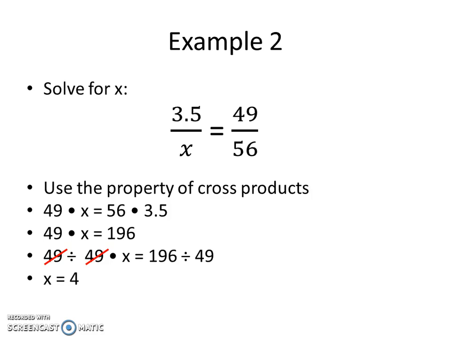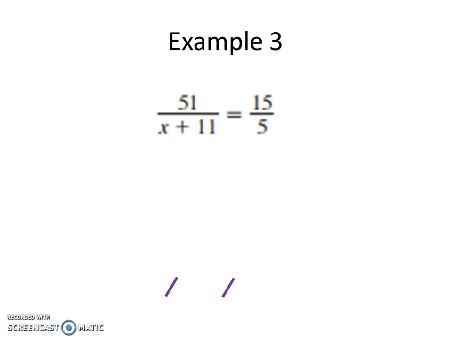When I do that division, I get x equals 4. So that means that 3.5 over 4 is equal to 49 over 56, which makes sense because 3.5 over 4 is the same as 7 over 8, which is equal to 49 over 56 by multiplying by 7. So that's a way that we can check our work.